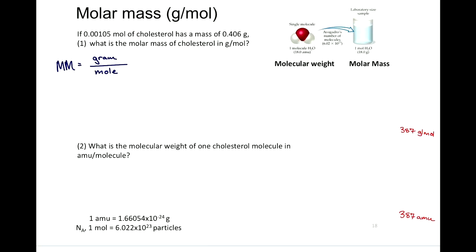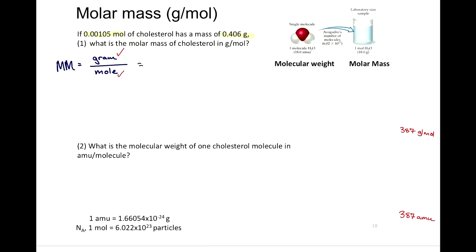So in this example, we want the molar mass of cholesterol. If I get the gram amount and the mole amount, I can get molar mass. So if we look at what's given, we're given moles, we're given grams. So it looks like we're given everything. So it's just plug and chug.